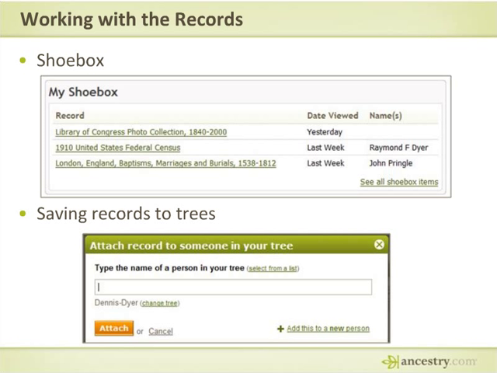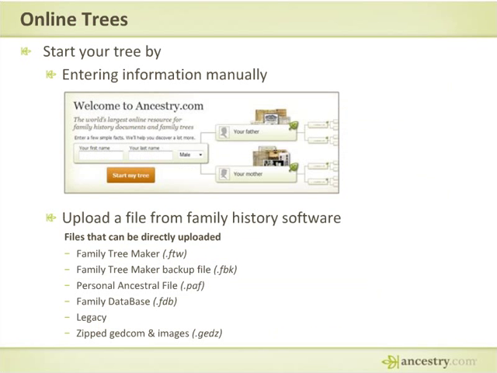So let's talk a little bit more about trees. You can start your tree by entering information manually, or you can upload a GEDCOM. If you've already started a family tree in some family history software, a GEDCOM file is kind of a universal language that all of the genealogy programs are going to state. It's kind of a common language that they all speak, so that we can share information between the different platforms, between your online tree and between Family Tree Maker.